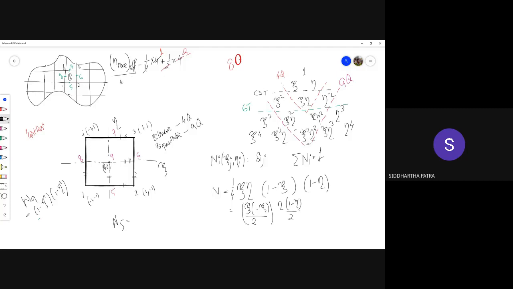Okay, in a large mesh, for a 4-noded quad element, the number of nodes per element is 1. For an 8-noded quad element, that becomes 3. So from 1 it goes to 3.